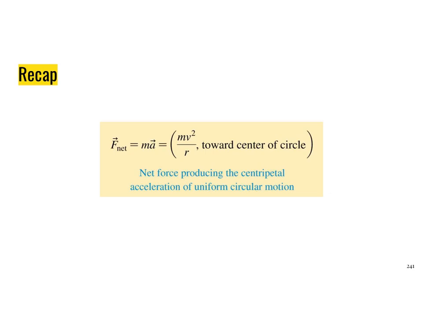So to recap, we have this net force. The net force is what's causing the centripetal acceleration, so I like putting that little subscript C, and that's mv squared over r, which is towards the center of the circle.